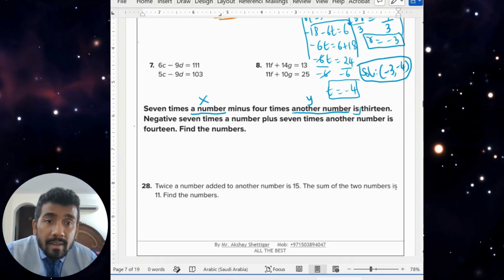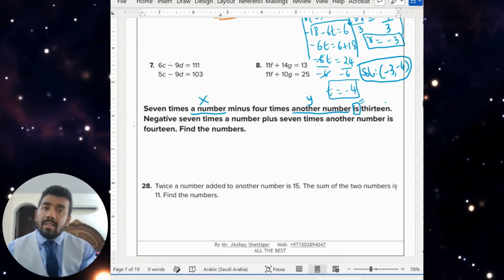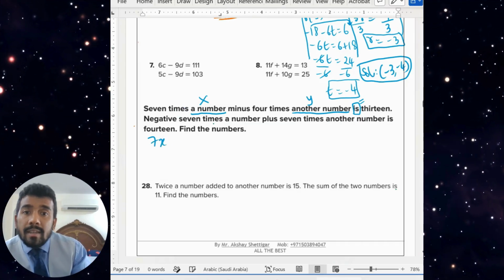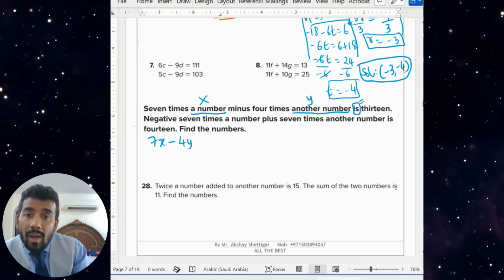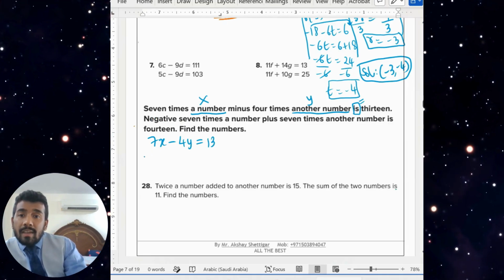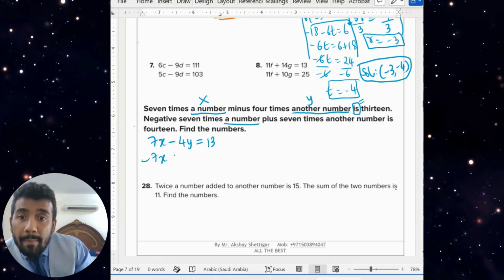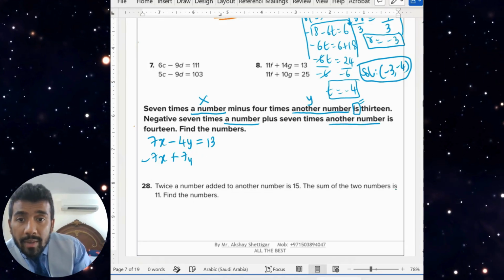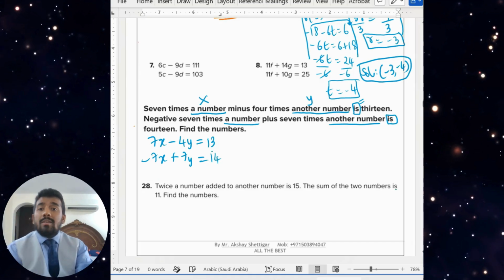Is means what? Equal. Is means what? Equal. That's it. Now write the equation. So you have 7 times a number, means 7x, minus 4 times another number, that's 4y, is means equal 30. Negative 7, another equation, negative 7 times a number, again that's an x, plus 7 times another number, means y, is means what? Equal 14. That's it. You have two equations.